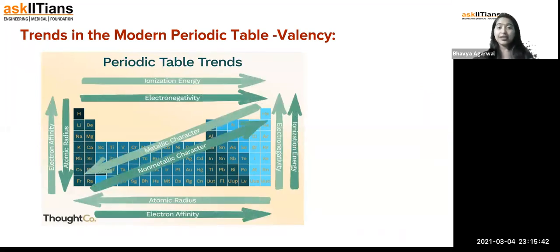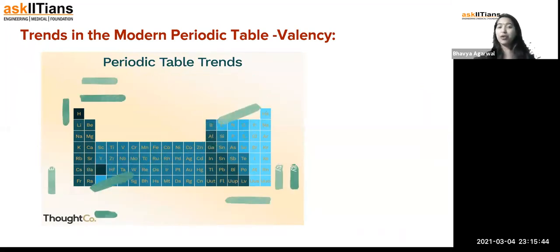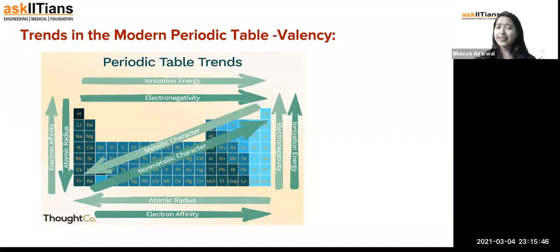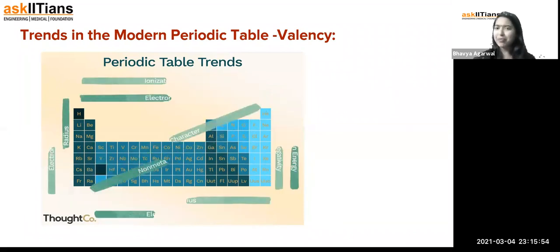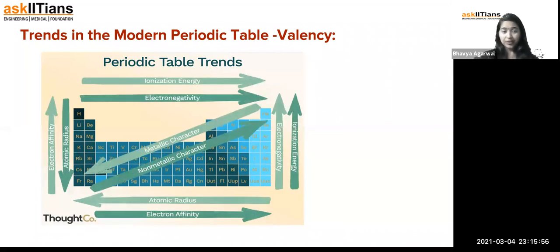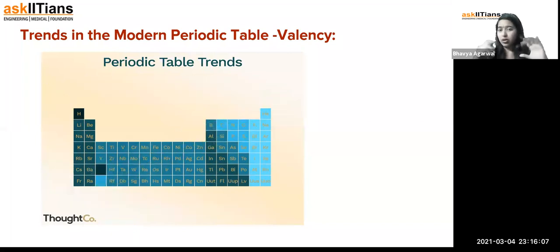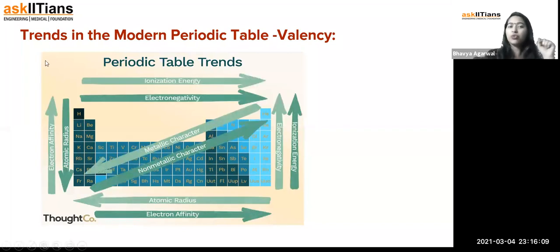All right, so these are the varied trends which are present in the modern periodic table, as you can see. Ionization energy, some heavy words. Electronegativity, words you have never heard. Metallic character, non-metallic character still is bearable, easy to understand. Atomic radius, again, at least something which you can relate to, right? So these are the ways in which the trends work.